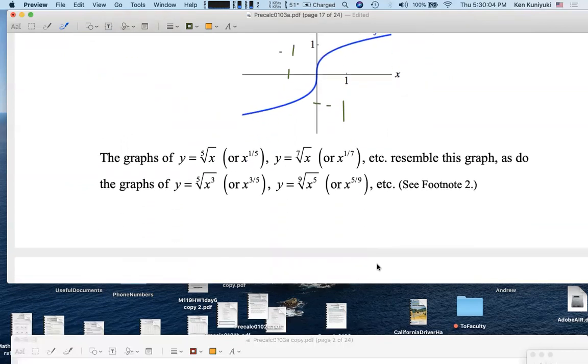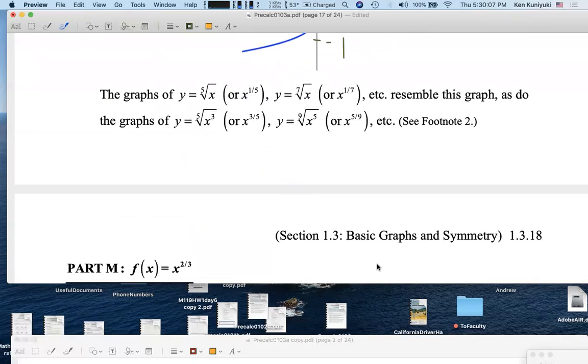Next, we're going to see something strange. X to the 2/3 next.